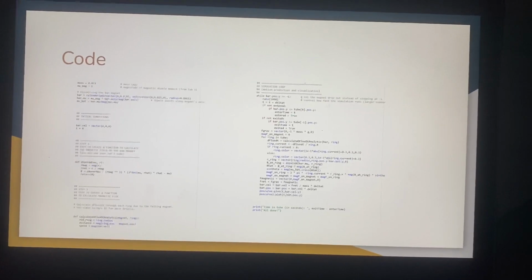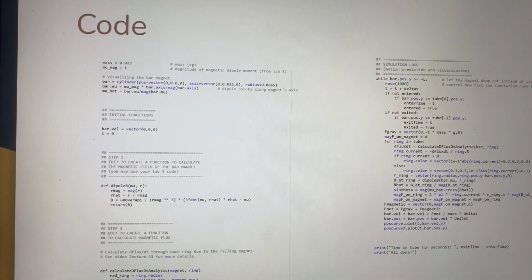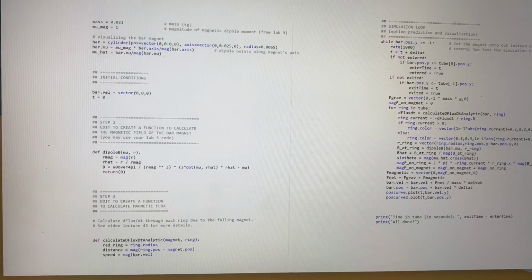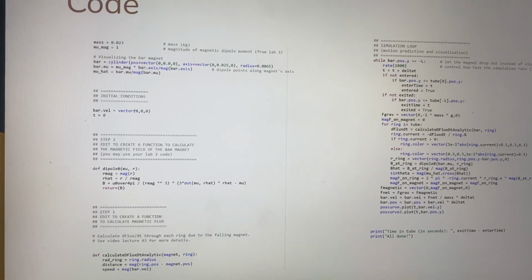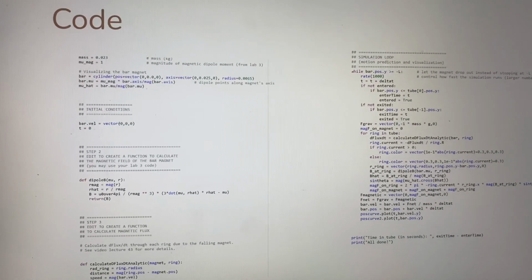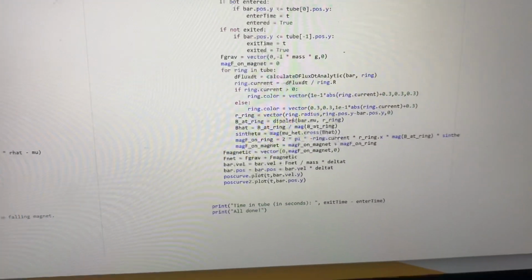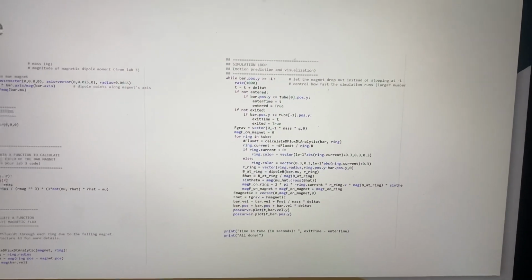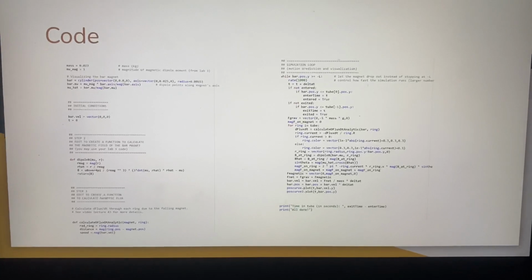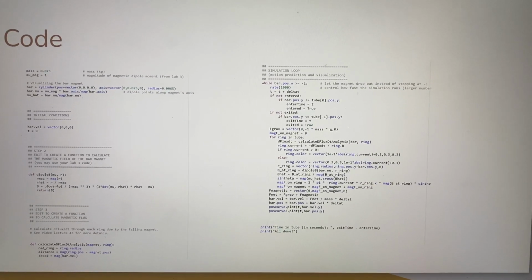Results again. So this is the code, and just going through the code: using Biot-Savart's law to get the magnetic field of the magnet, and then calculating the flux, and then calculating the force of gravity and the magnetic force from the flux and how that's pointing upwards, to have a net magnetic force going down that's smaller than gravity. I hope I explained that well.